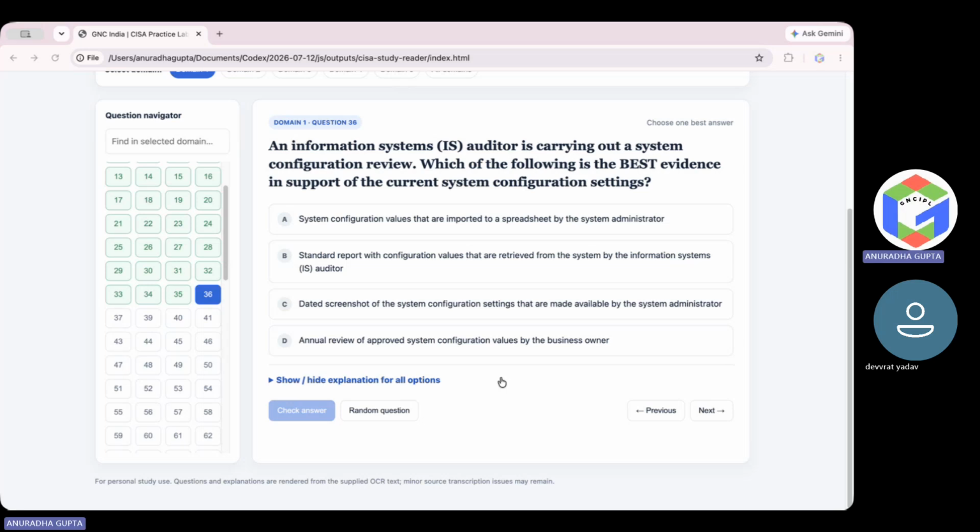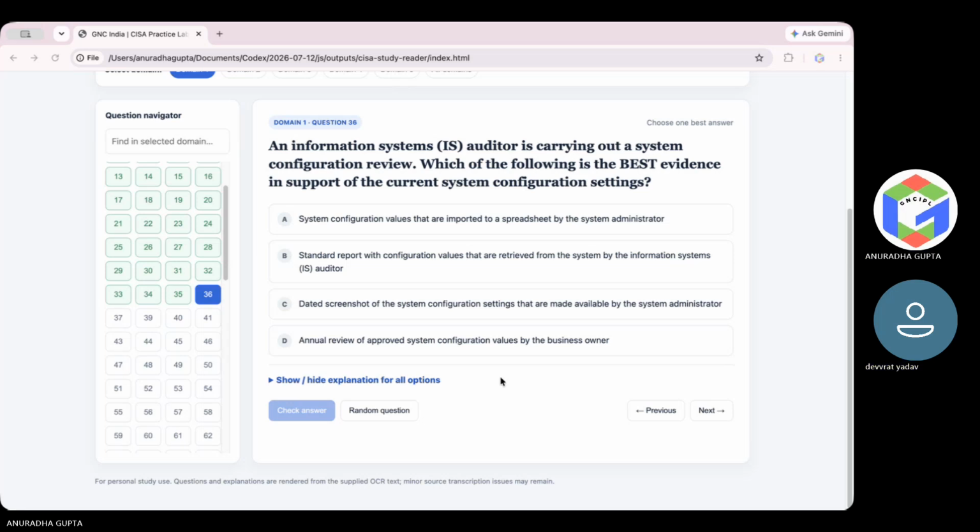Okay, so the question is: an IS auditor is carrying out a system configuration review. Which of the following is the best evidence in support of the current system configuration setting? Option A: system configuration values that are imported to a spreadsheet by the system administrator. I think it will be B or C. I have a little doubt, but I think both are correct. It is not an MCQ; you have to choose only one answer.